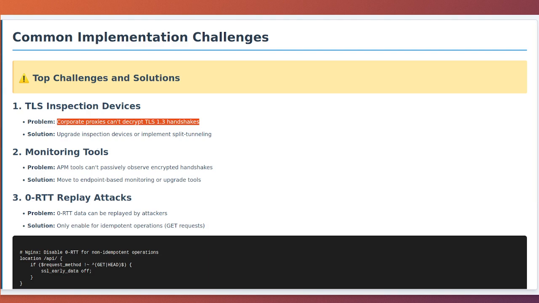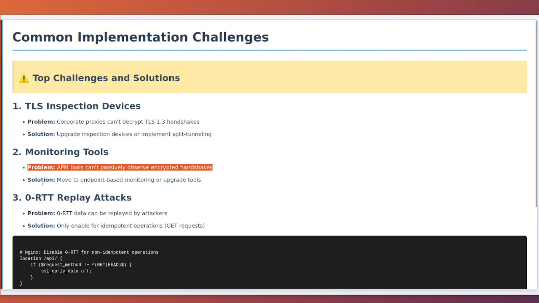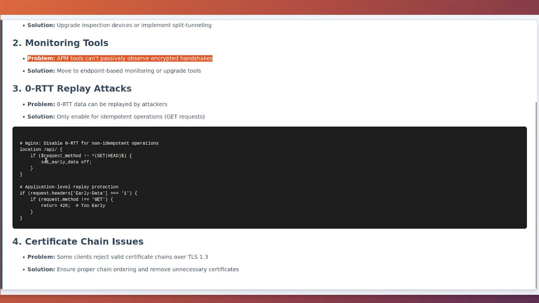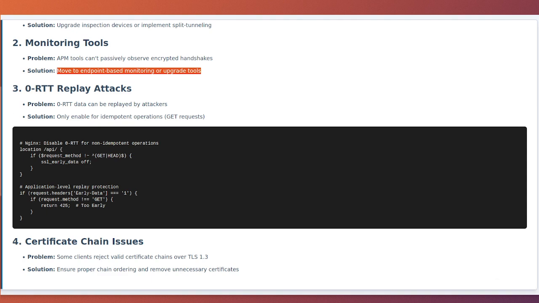Some organizations have implemented split tunneling approaches where trusted traffic bypasses inspection. Performance monitoring tools often break with TLS 1.3 because they can no longer passively observe handshake details. Tools that relied on extracting certificate information or cipher suite negotiation from network captures need to be updated. The solution is to move to endpoint-based monitoring or use tools that properly support TLS 1.3. Application Performance Monitoring (APM) solutions from major vendors have been updated, but verify your specific version supports TLS 1.3 before upgrading.